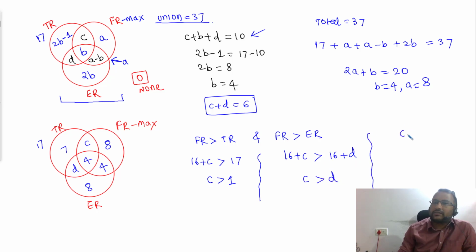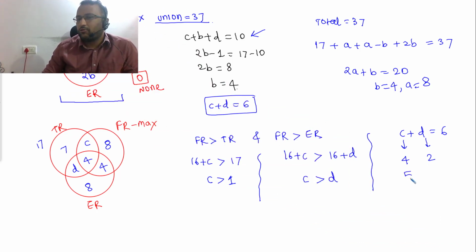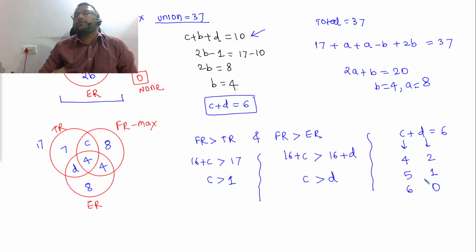And we know that C plus D is equal to 6, everyone. So C should be greater than D. So the possibilities over here: the value of C is equal to 4, the value of D is equal to 2; C is equal to 5, D is equal to 1; C is equal to 6, D is equal to 0. These are the three possibilities.